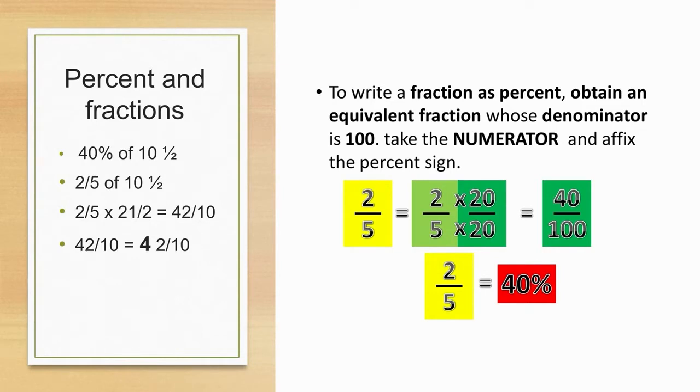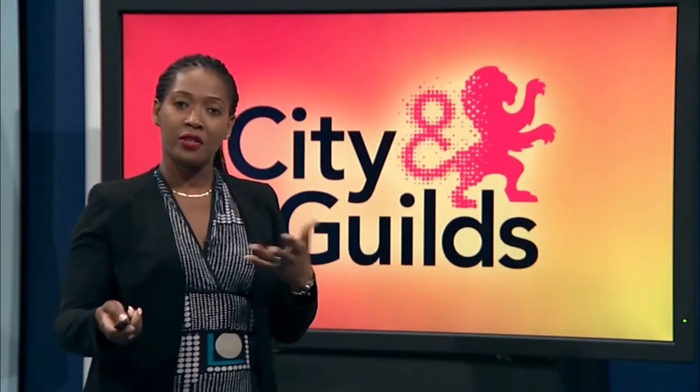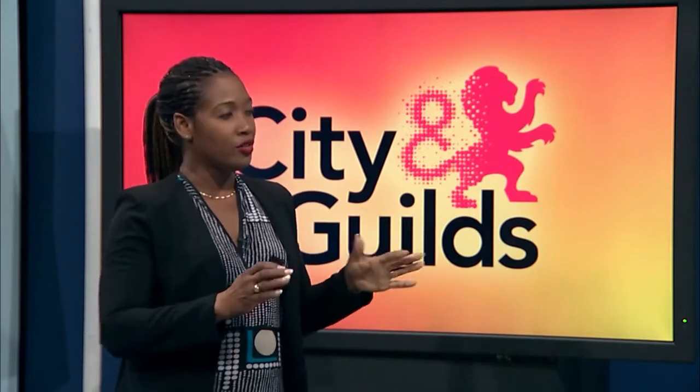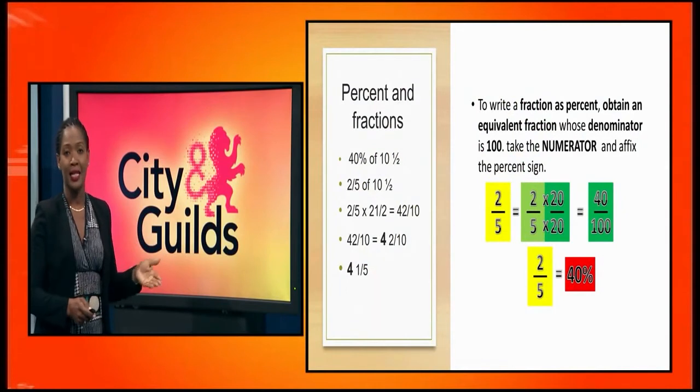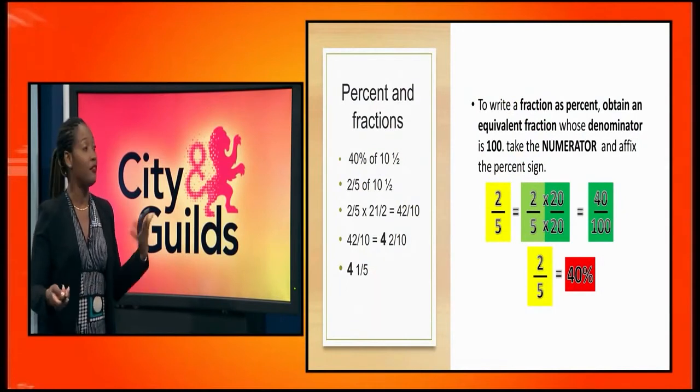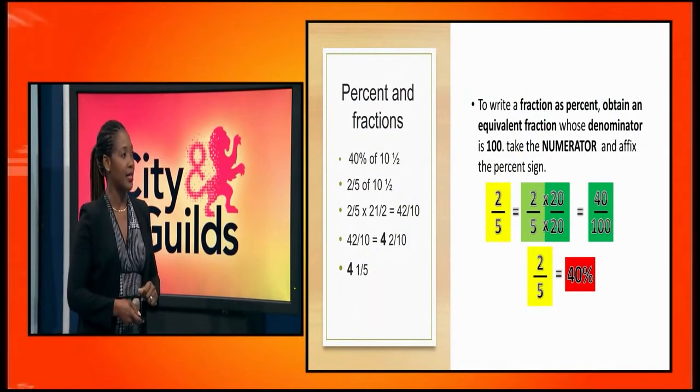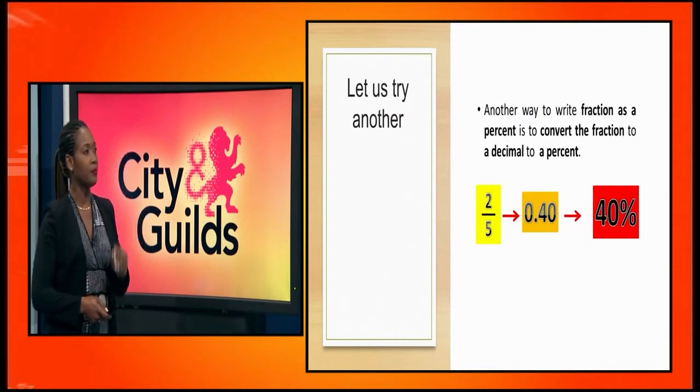2/10 is not in its simplest form. If I factorize 2/10 by 2, I would get 1/5. Therefore, 40% of 10.5 is 4 1/5. And think about it. 50% of 10 is 5, and 50% of a half is a quarter. So you can pretty much gauge if you are on the right track. 40% is less than 50, so you don't expect to get 5. All right, that's that. Next thing.